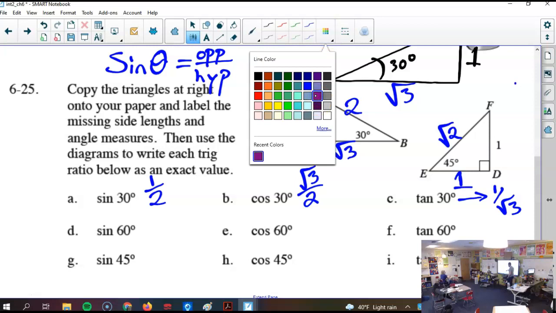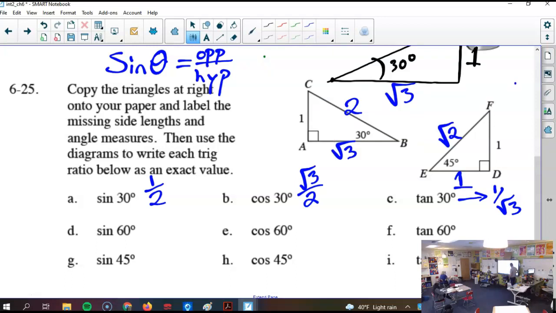We're up here fighting with D and E, and Jake's down here. You guys. Opposite over adjacent. Okay, so this is 1. Let's come back up here.